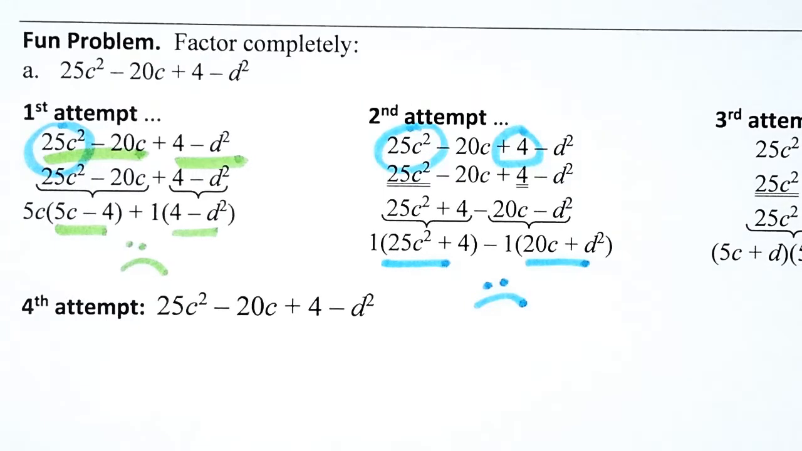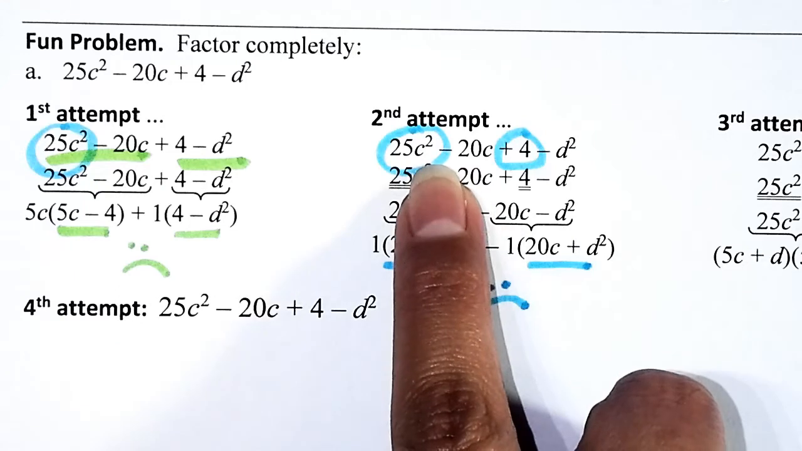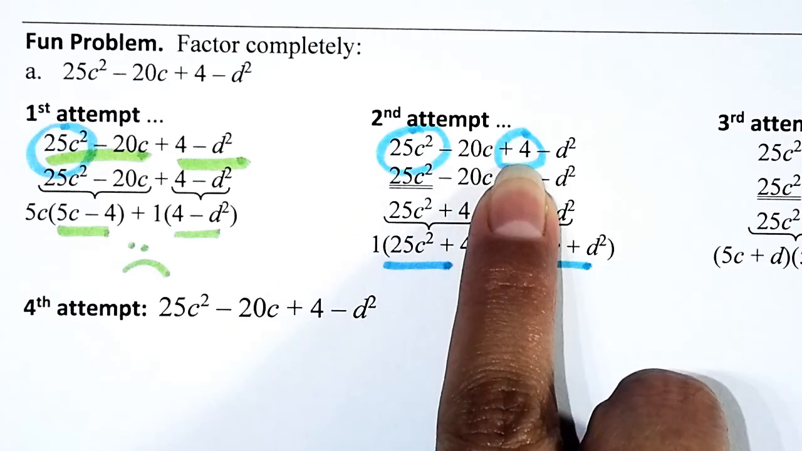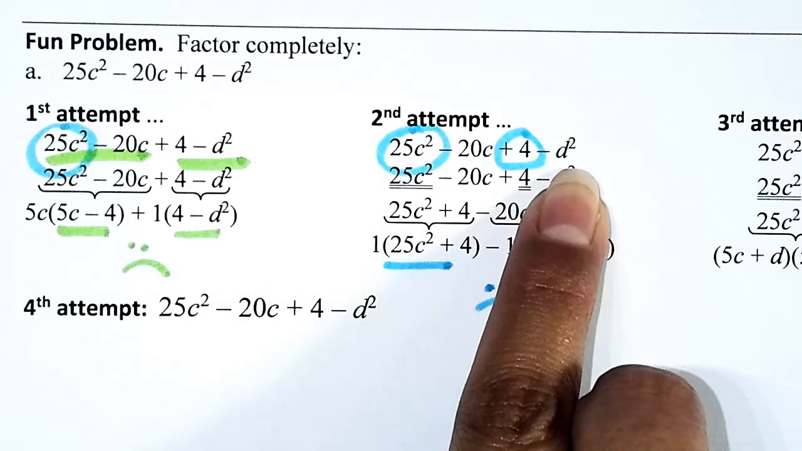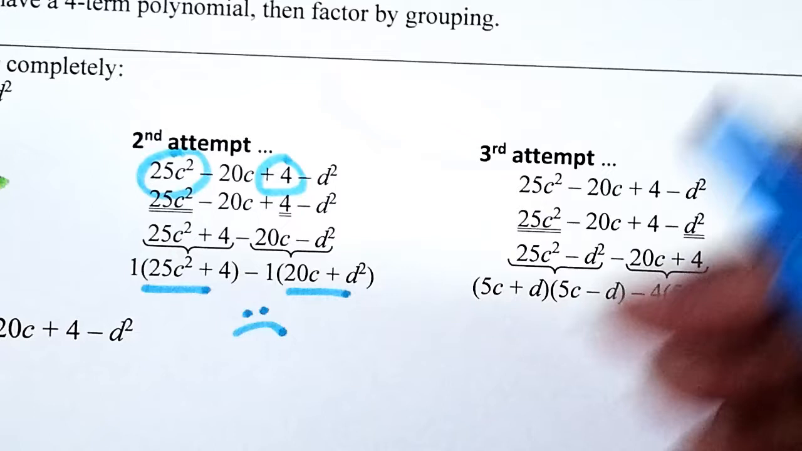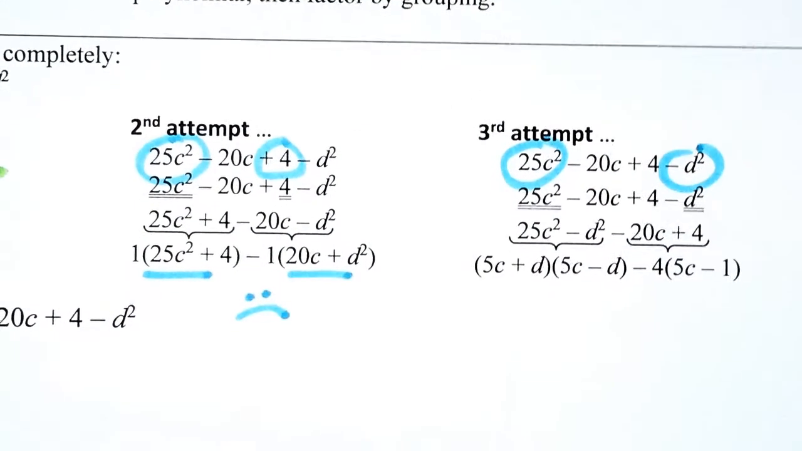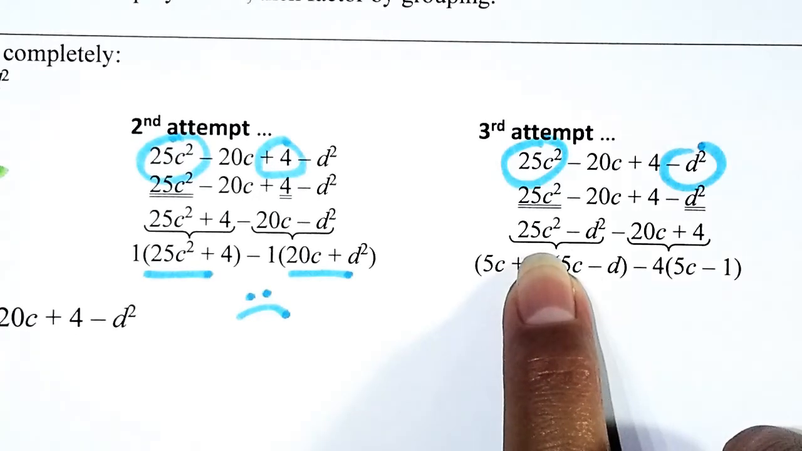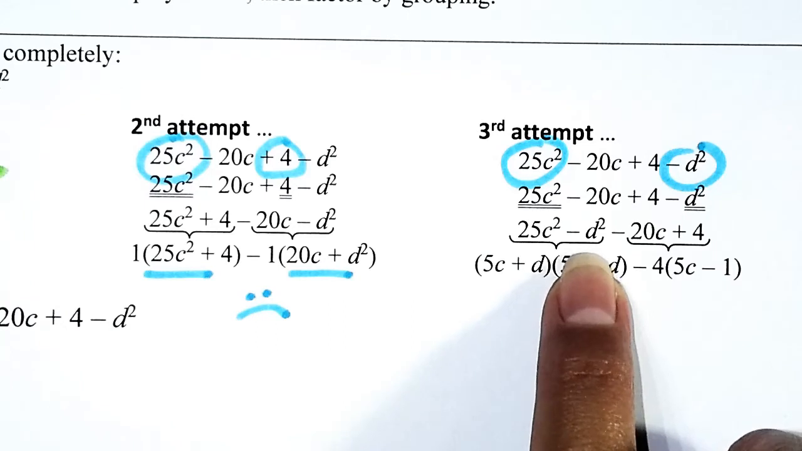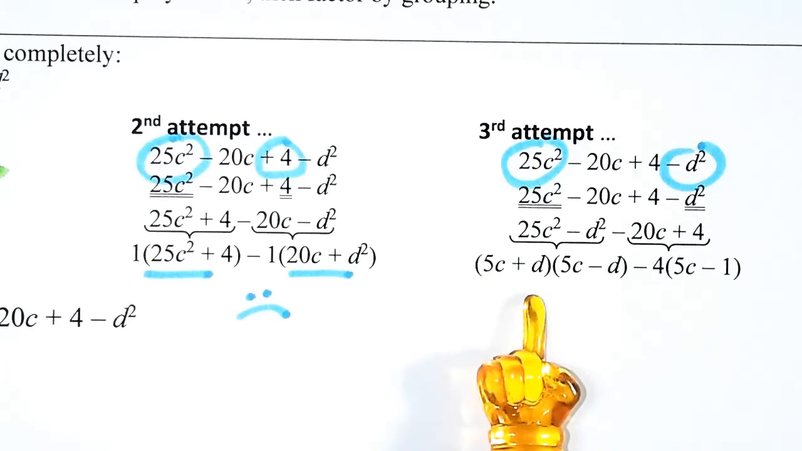Oh, I'm having a problem. Grouping the first term with the neighbor didn't work. Grouping the first term with the neighbor thereafter didn't work. For the final time, let's group the first term with the 3rd term thereafter, namely the d squared. So we're going to regroup. We're going to take 25c squared and group it with the final term. So we look at the 25c squared and the minus d squared. They don't have a common factor other than 1, but they do have a special relationship. We have a difference of squares and it factors as such.